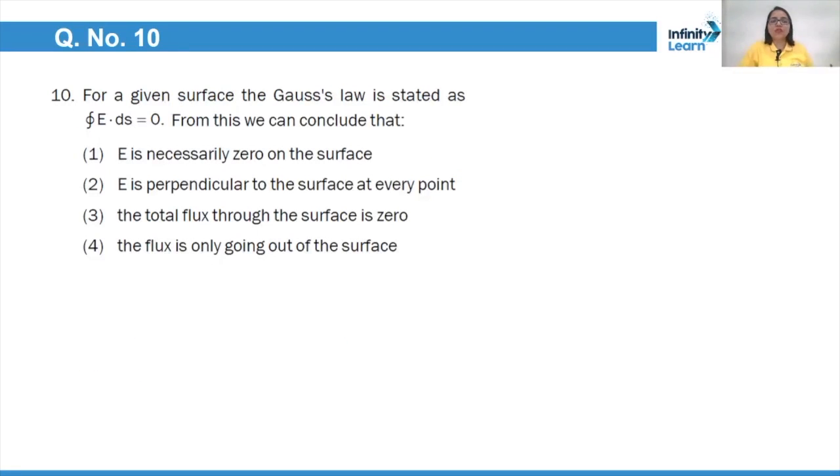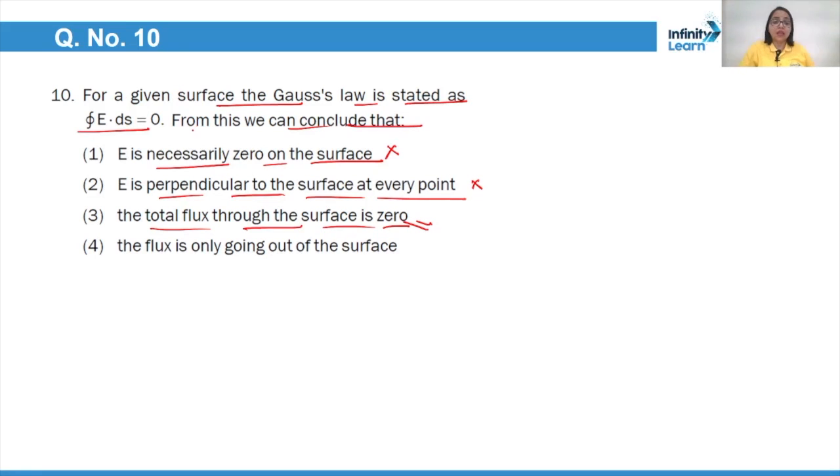Question number 10. For a given surface, Gauss's law is stated as closed integration E dot ds is equal to 0. From this, we can conclude that E is necessarily 0 on the surface. No. E is perpendicular to the surface at every point. No. The total flux through the surface is 0. Yes. E dot ds integration is 0. That means total flux through the surface will be 0. So the correct answer is option 3.